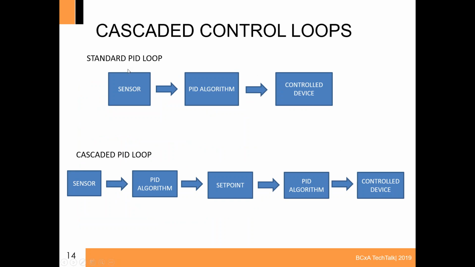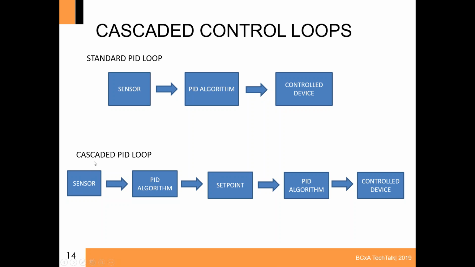Okay, cascaded control loops are where you have a control loop, and in a regular loop the output is the control device, like a valve or a damper position. With a cascaded control loop, the output becomes the set point of another loop, okay? So you have a sensor and an algorithm, the output is the set point, and now you have a whole other algorithm, and then you have a control device.